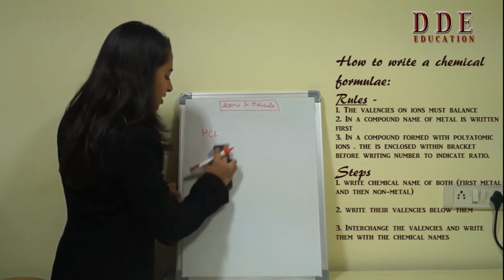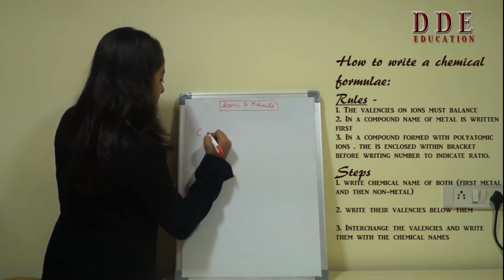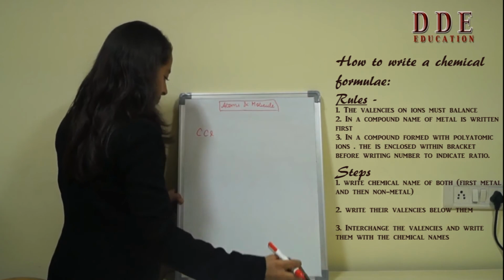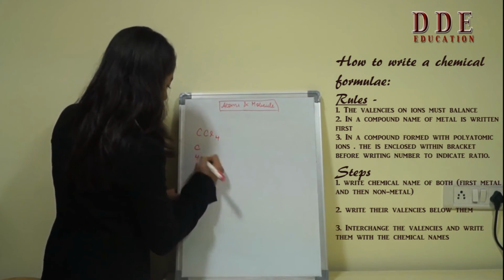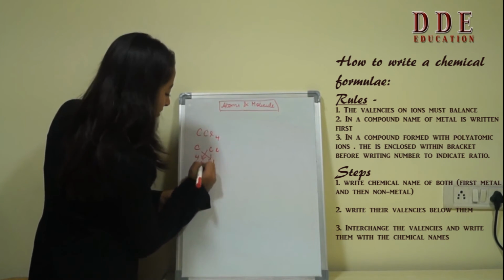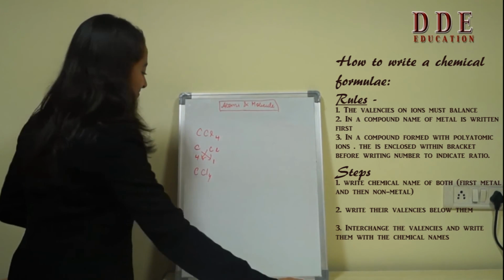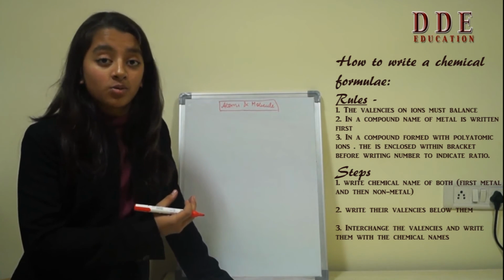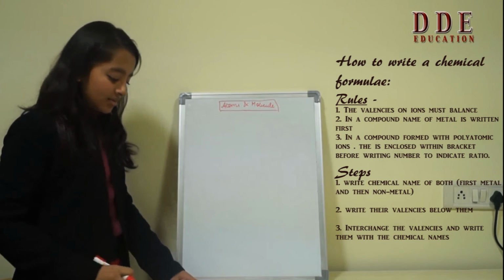A slightly more difficult example, CCl4, in which the valency of carbon is 4 and the valency of Cl is 1. Intercross again. So CCl4. You learned it. This is how you will write chemical compounds. But always take care of the polyatomic ion thing, because that comes up.